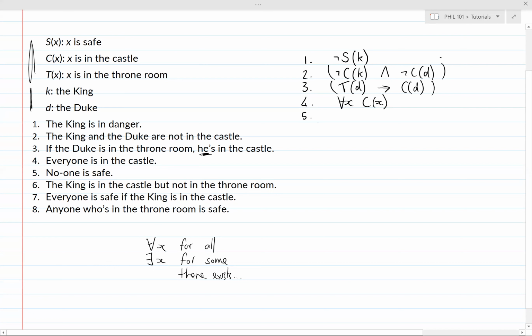Number 5 says, no one is safe. One way to say this would be, for all x, x is not safe. So everyone is not safe. For all x, it's not the case that x is safe.